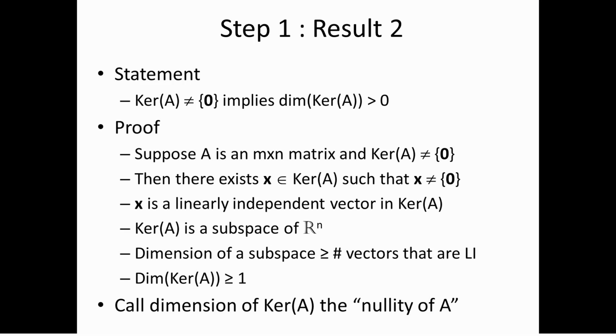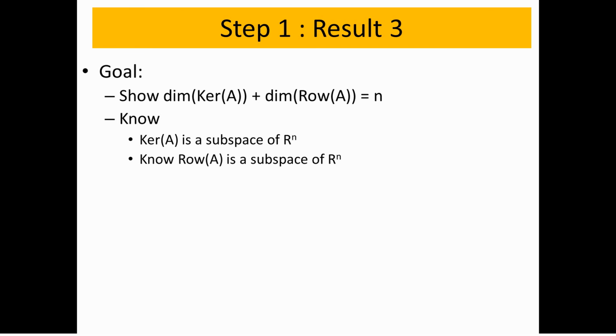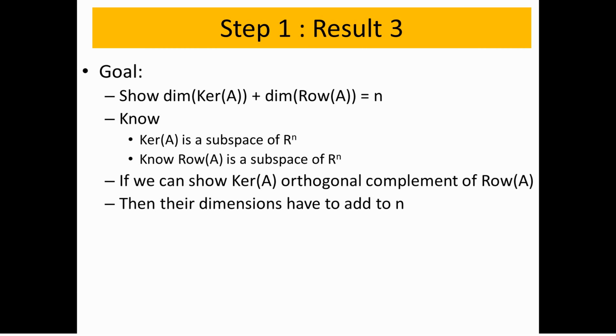Okay, now we got to prove the last step. So this is the tricky part. We have to prove that the dimension of the kernel plus the dimension of the row space is n. Okay, let's start with what we know. We know that both of these are subspaces of Rn. Now, if we can show that the kernel of A is the orthogonal complement of the row space, then we know from that previous theorem that the dimensions of orthogonal subspaces add to the dimension of the space they're in. And these are both in Rn.